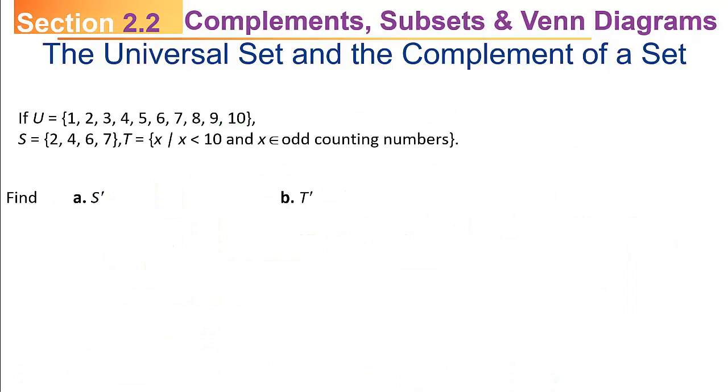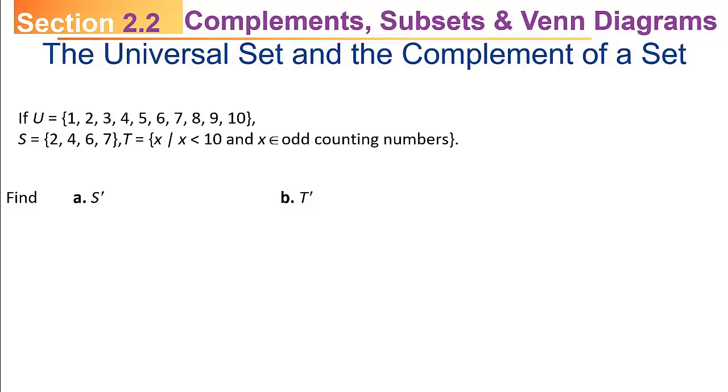Let's try this example. Suppose the universal set that we're interested in is the set containing the counting numbers 1, 2, 3, 4, 5, 6, 7, 8, 9, and 10. The set S is the set containing the elements 2, 4, 6, and 7. And the set T is written in set builder notation. It's the set of all x such that x is less than 10 and x is an element of the odd counting numbers.